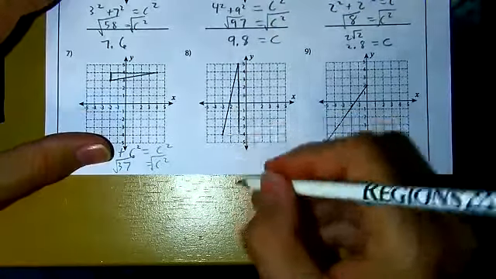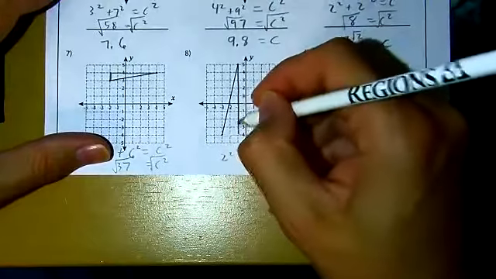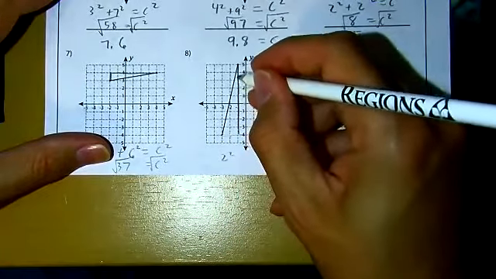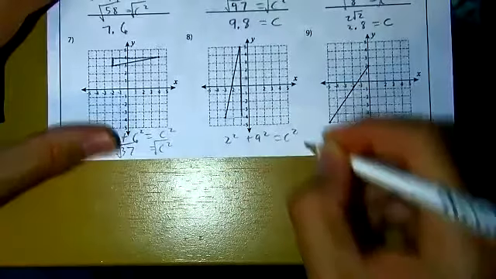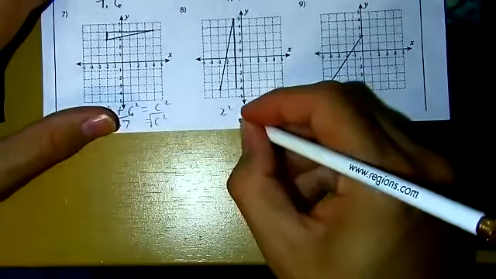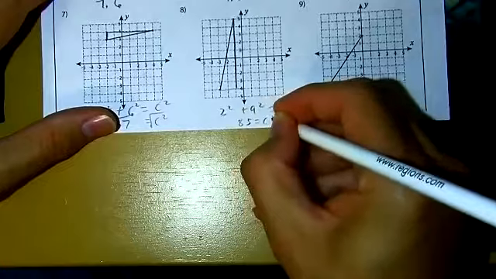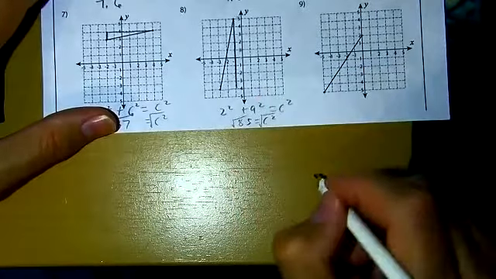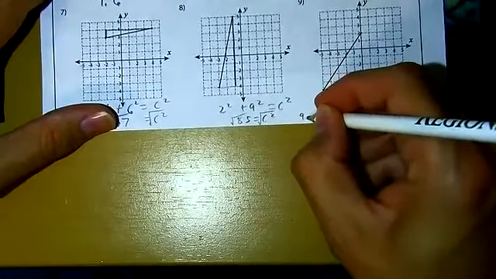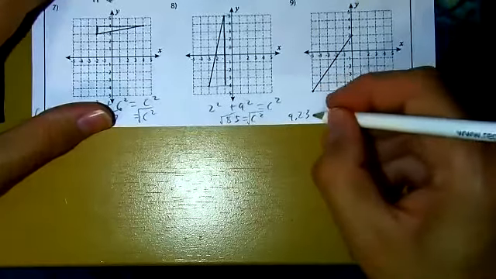This one's got a side of 2. 1, 2, 3, 4, 5, 6, 7, 8, 9. That gives you 85. Take the square root of both sides, and that gives you 9.23 for your answer.